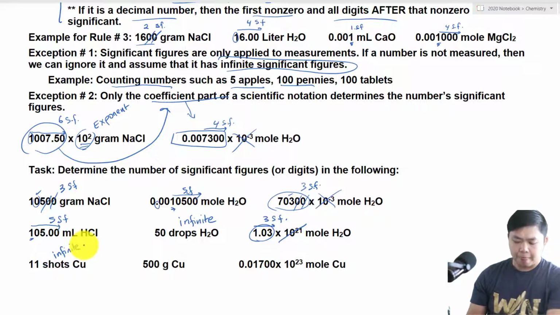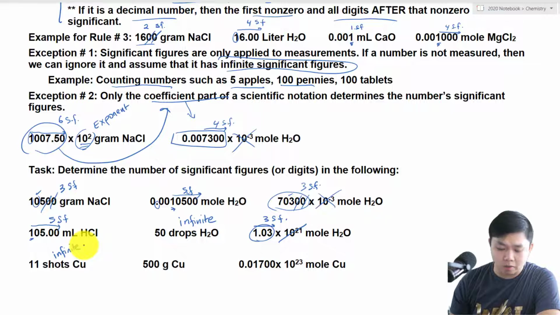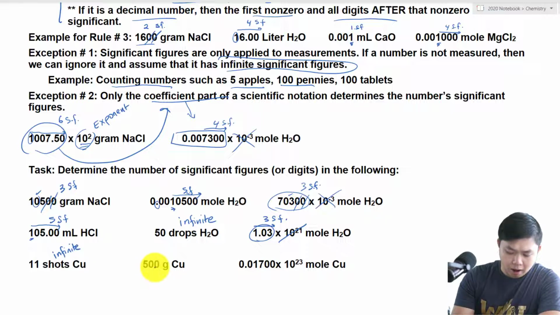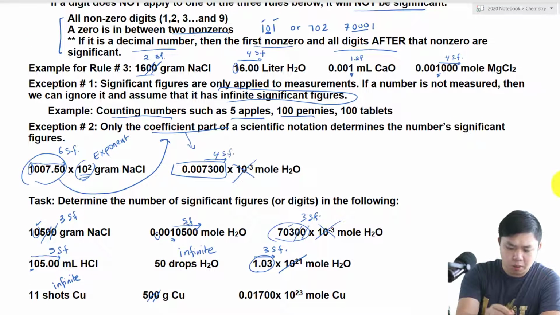Okay? How about 500 grams of copper? Well, these zeros are not significant because they are not between 2 non-zero digits. So the answer is just 1 sig fig.